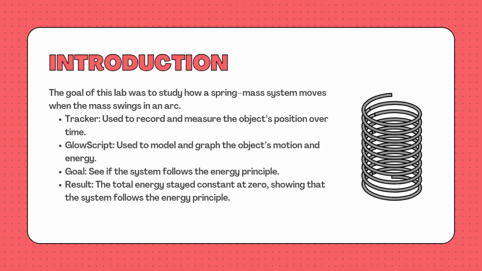So, the introduction. The goal of this lab was to study how a spring mass system moves when the mass swings in an arc motion. The tracker software was used to record and measure the object's position over time, and then the GlowScript model was used to model and graph the object's motion and energy. The goal was to see if the system follows the energy principle. And the final result that I wanted to achieve was that the total energy stayed constant at zero, showing that the system follows the energy principle.